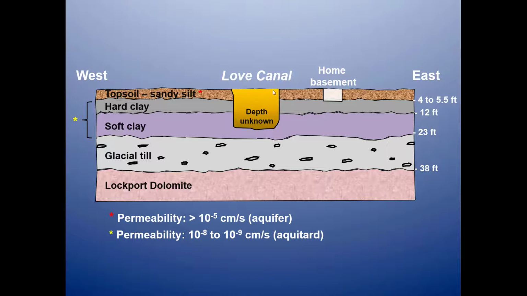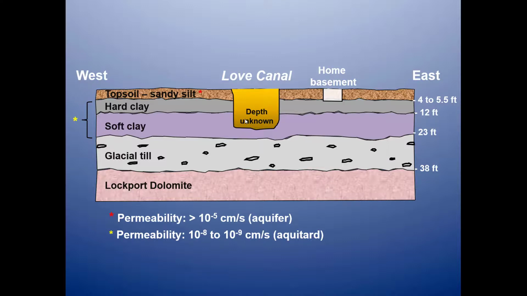When Love Canal was excavated, engineers drilled down through a sandy, silty topsoil, a hard clay, a soft clay, and didn't quite get below to the glacial till or the bedrock below, which was a sedimentary rock called the Lockport Dolomite or the Lockport Dolostone. The other thing that you see here is the average depth of a home basement in the area. So it went through the sandy silt and probably into just the uppermost portion of the hard clay. So here's again our source of contamination.